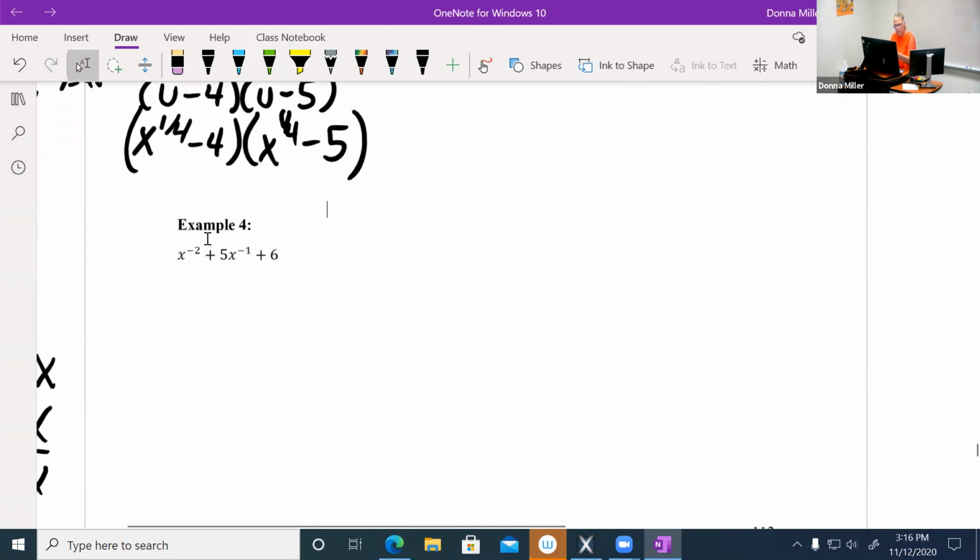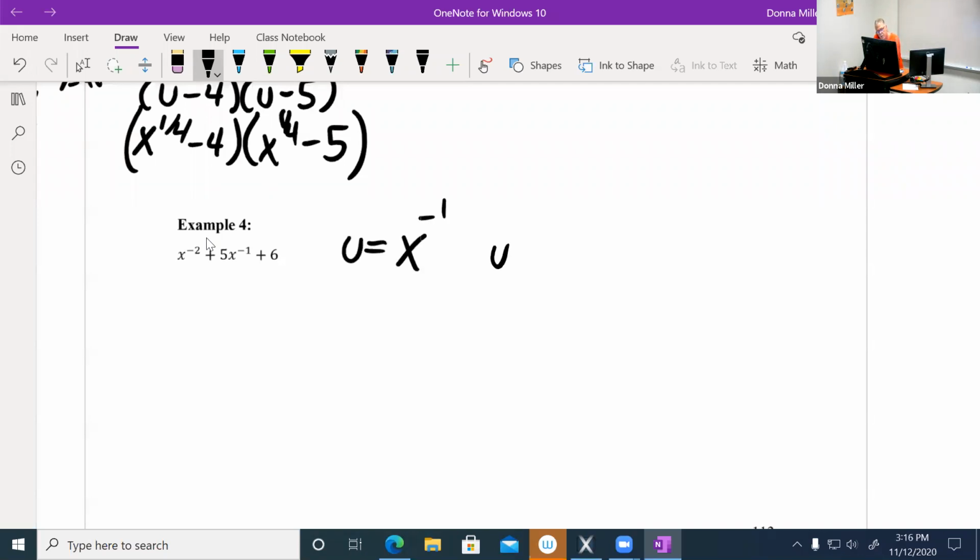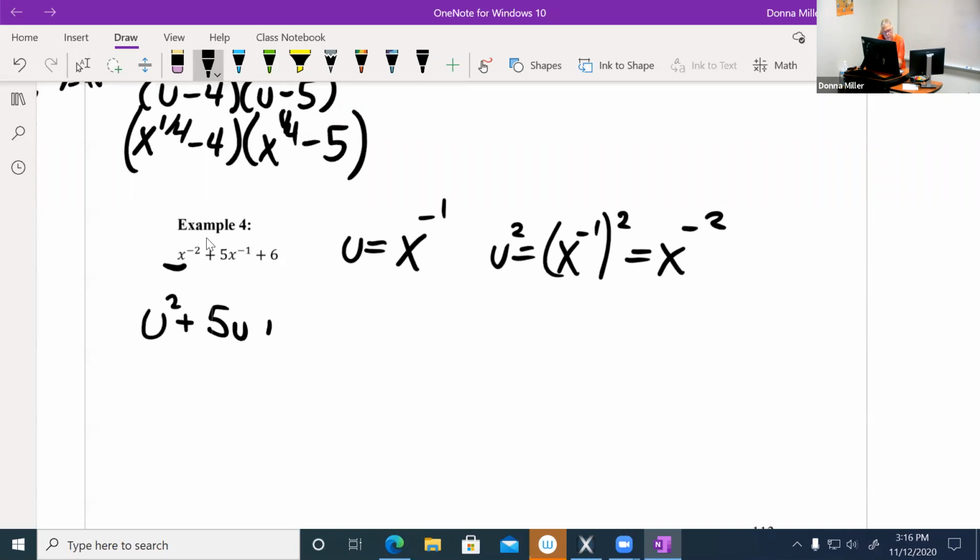All right, so I'm going to ask you guys, what do you think I should let u be in this next problem? I got 3 terms, so it's probably going to be quadratic. Good, yeah, x to the -1, right? Because if I square x to the -1, I just multiply the exponent, I get x to the -2, which is this guy right here. So we're good. What I have is u squared plus 5u plus 6, right?